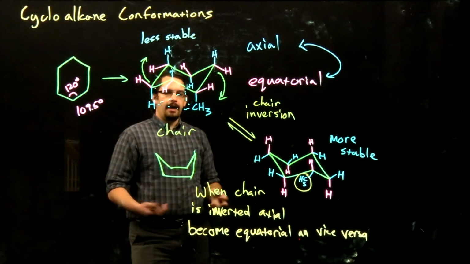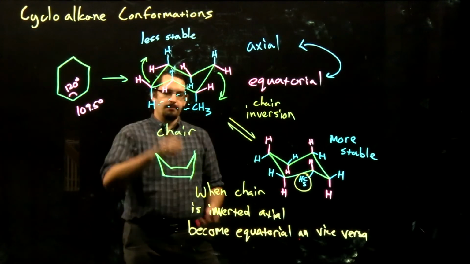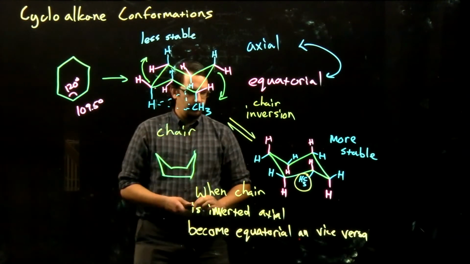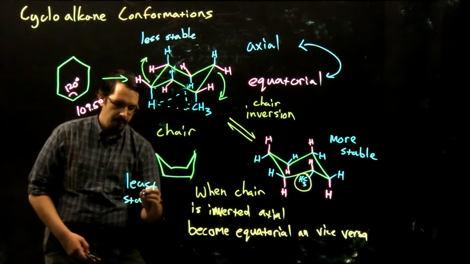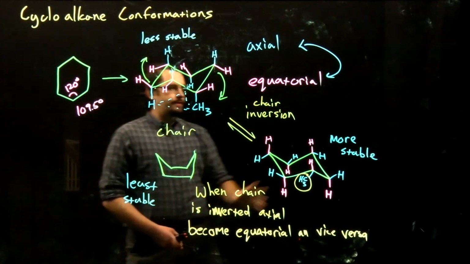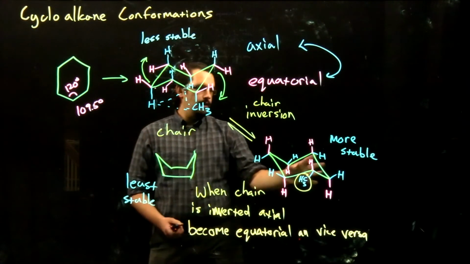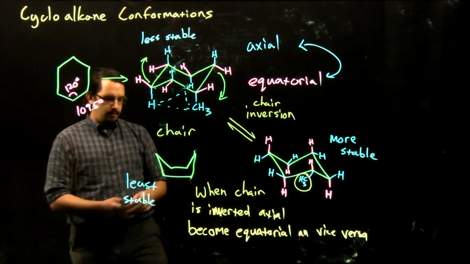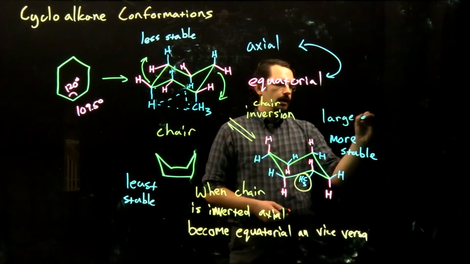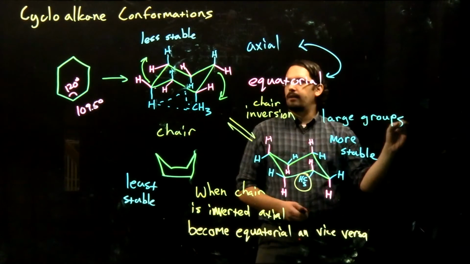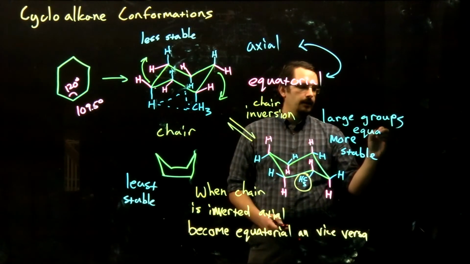So similarly to my butane conformations, while both of these are staggered and are much more stable than my boat, so my boat is going to be the least stable, there's still a difference in stability between these two staggered conformations. So if I can get my larger groups equatorial, that makes it more stable. And if my large groups are axial, like they were originally, then it will be less stable.